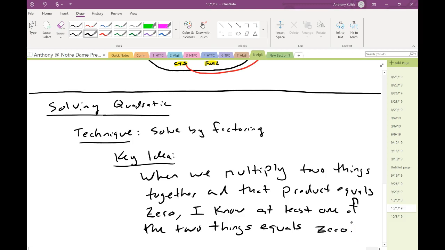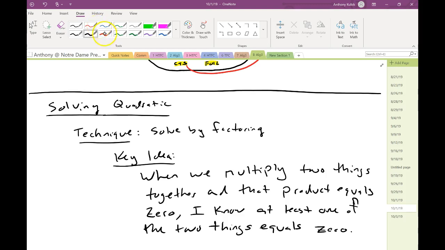So when we multiply two things together, and that product is 0, we know that the only way that can happen is if at least one of those two things has to be 0, right? Because if I multiply two numbers together and get 0, the only way to multiply things together and get 0 is if one of them is 0. Or both of them could be 0, right? Everybody okay with that idea?